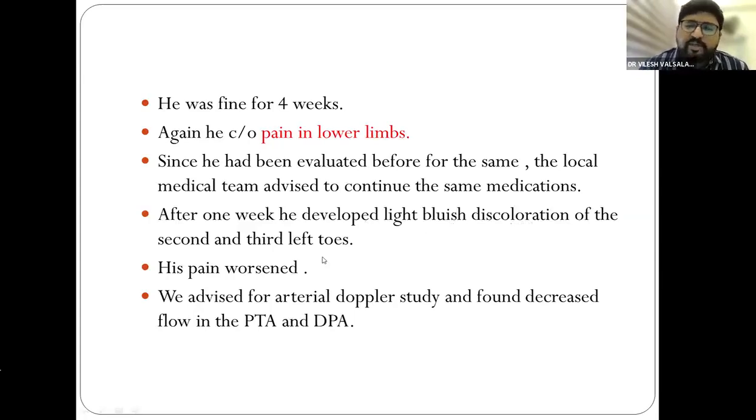left toes. Looking at the discoloration, they then advised an arterial Doppler study, and they found decreased flow in the proximal tibial artery as well as the dorsalis pedis artery. So there was definitely some sort of obstruction or stenosis, because of which there was decreased blood supply to the particular part, and that is why the discoloration and the pain were mainly ischemic in nature.